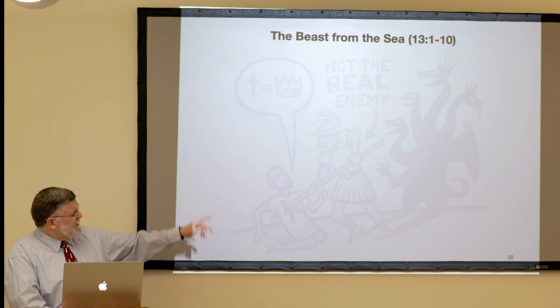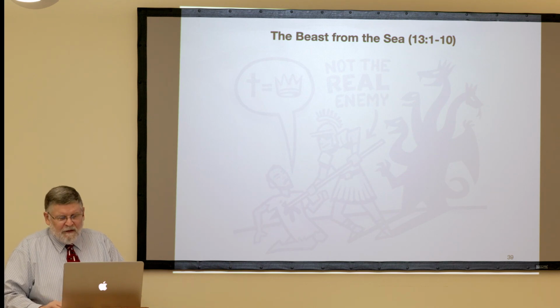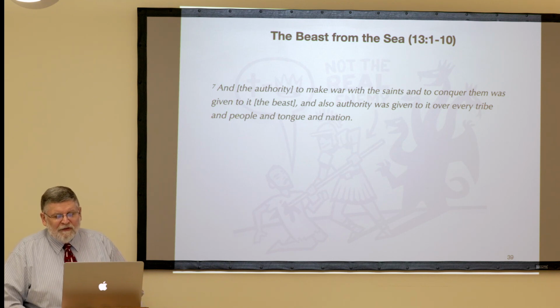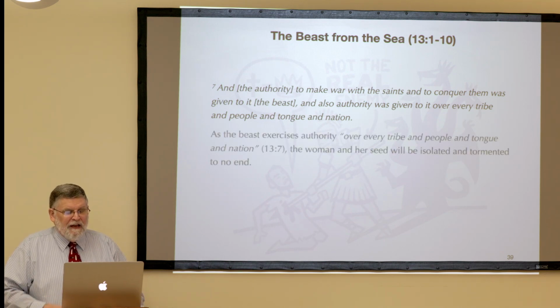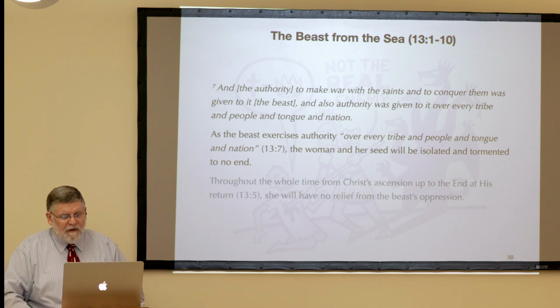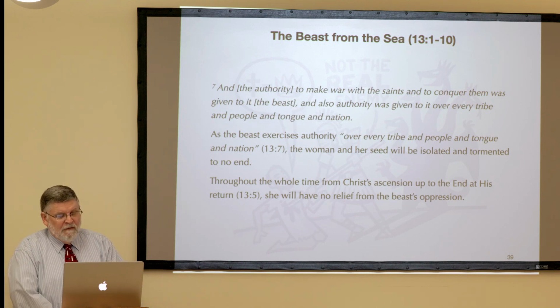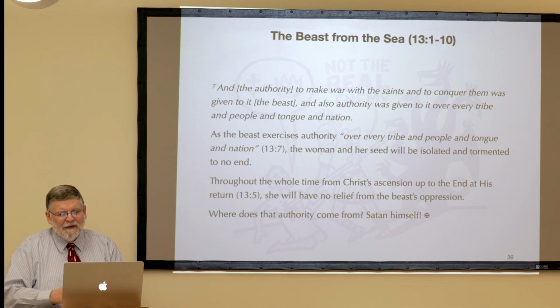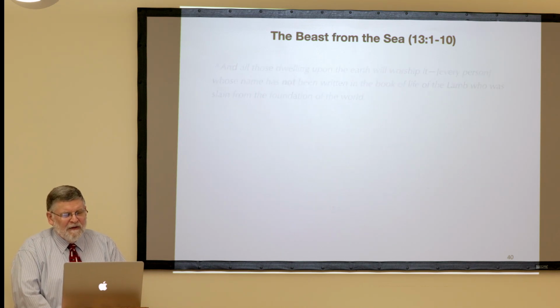Behind all of it, again, that's why I keep putting this guy behind. Rome isn't the real enemy. It's who's behind it. And the authority to make war with the saints and to conquer them was given to it. That's the beast. And also authority was given to it over every tribe and people and tongue and nation. So he has power over everything on the earth. And so the woman, her seed, that's you and me, are in trouble. Throughout the whole time, from Christ's ascension to the end, she will have no relief from the beast's oppression. Where does the authority come from? It comes from Satan. He's behind all of this stuff and continues to cause trouble and problems.